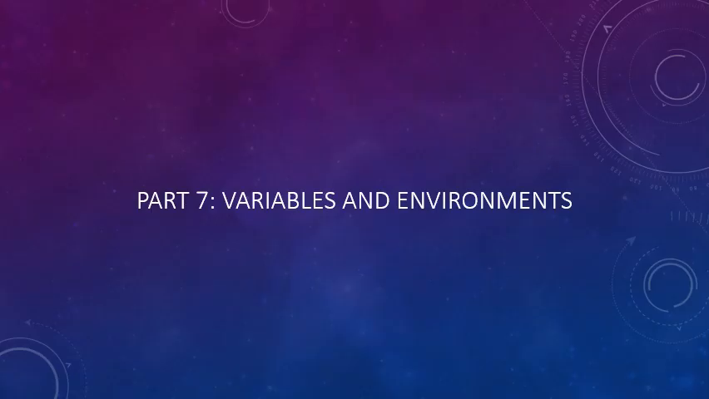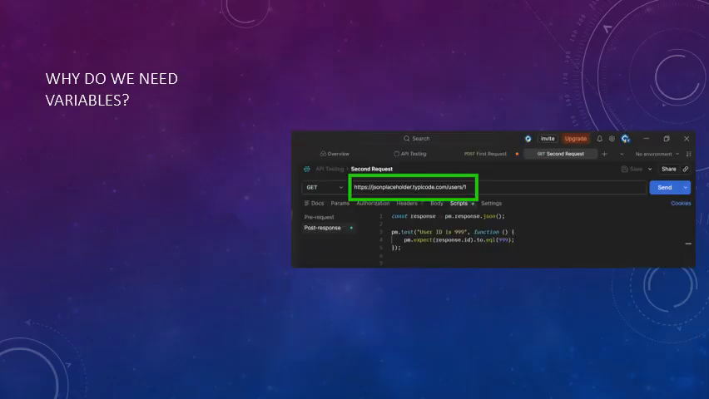Moving on to part 7, variables and environments. In the previous section, we created automated tests for our API. Our tests are now able to check status codes, response data, data types, and response times. However, if you look closely at our request, there is still a problem.